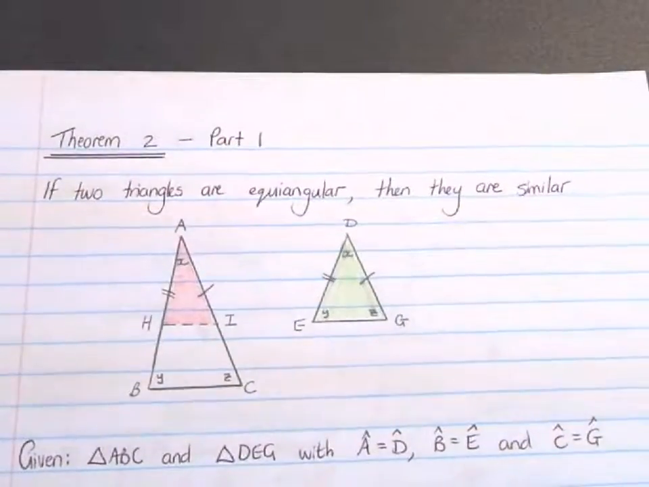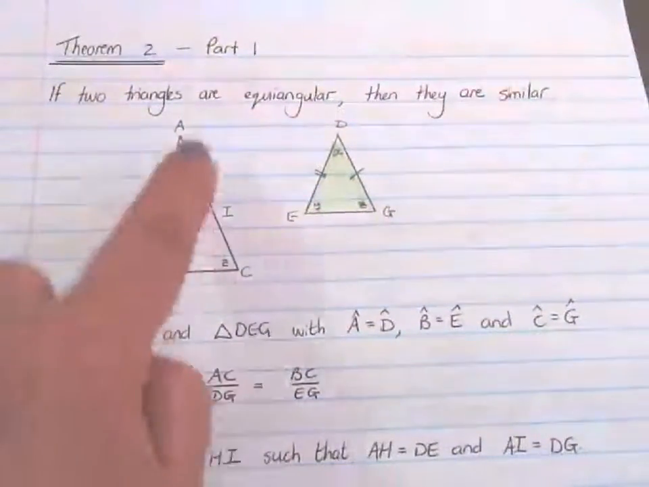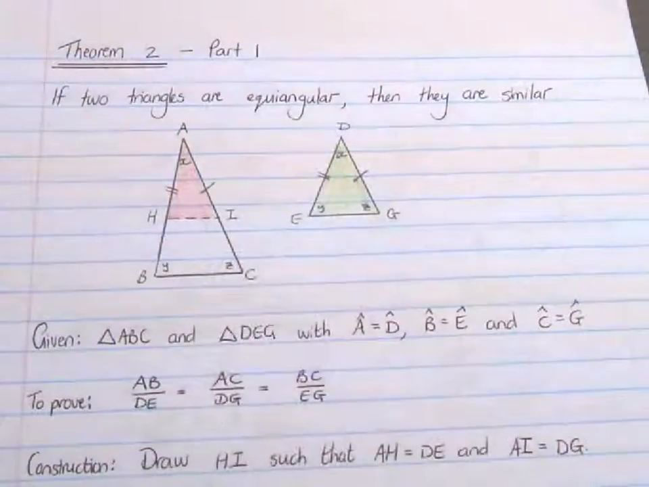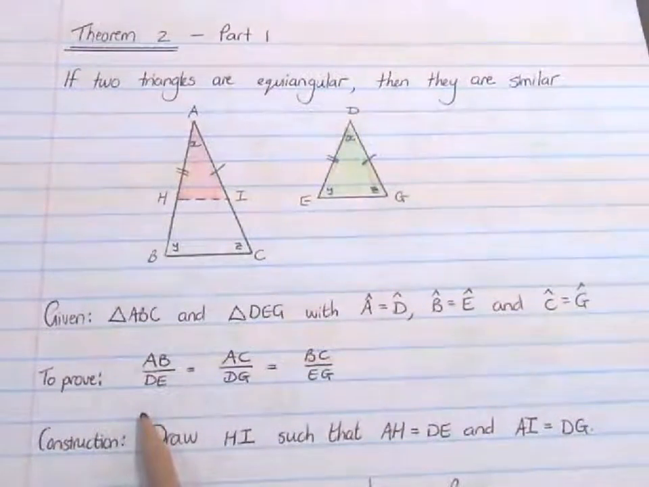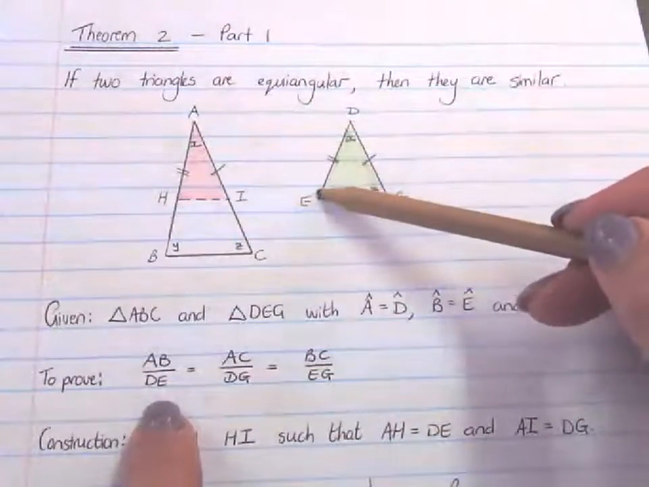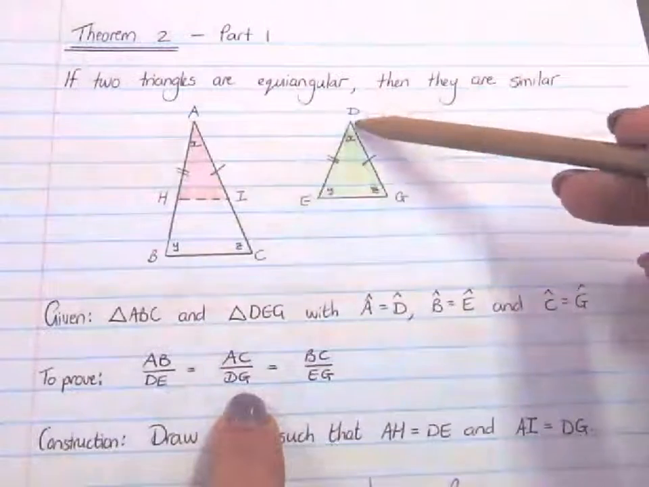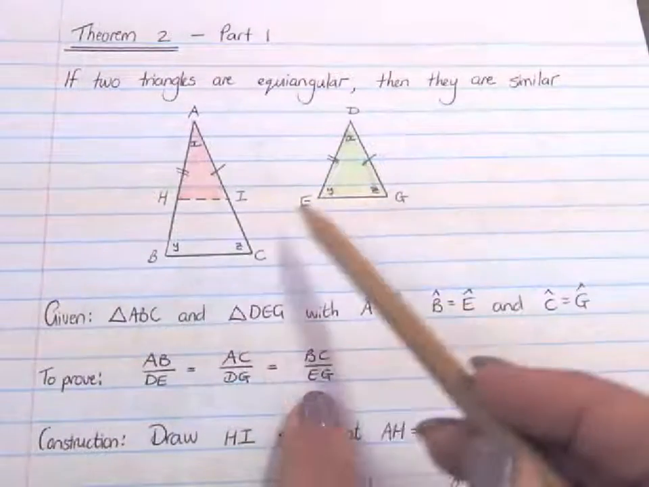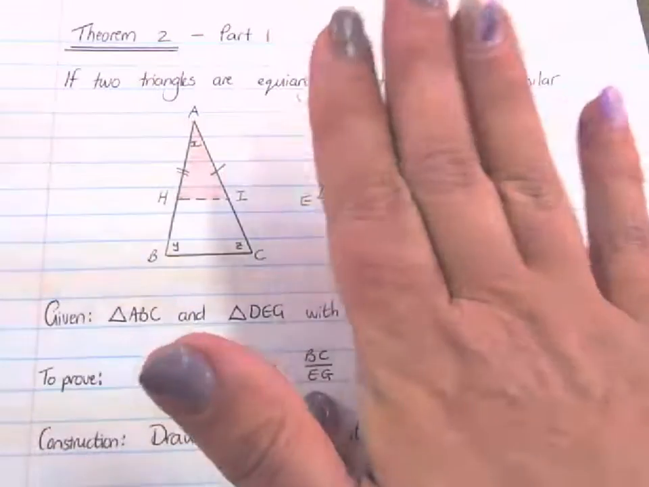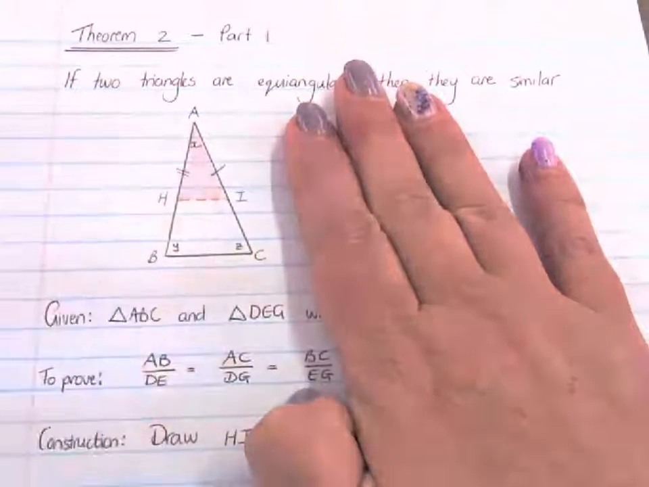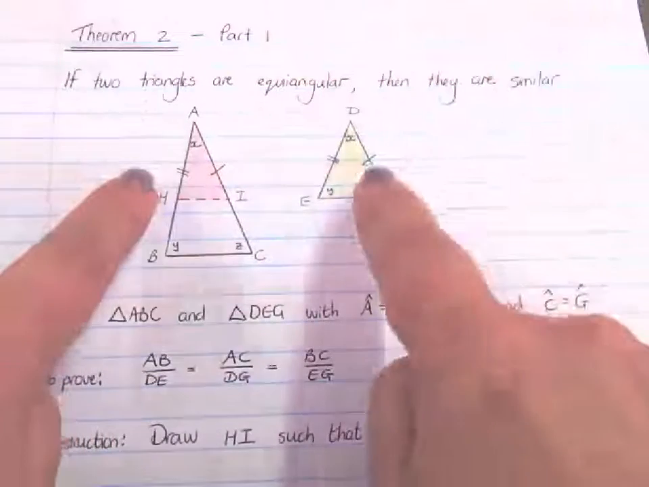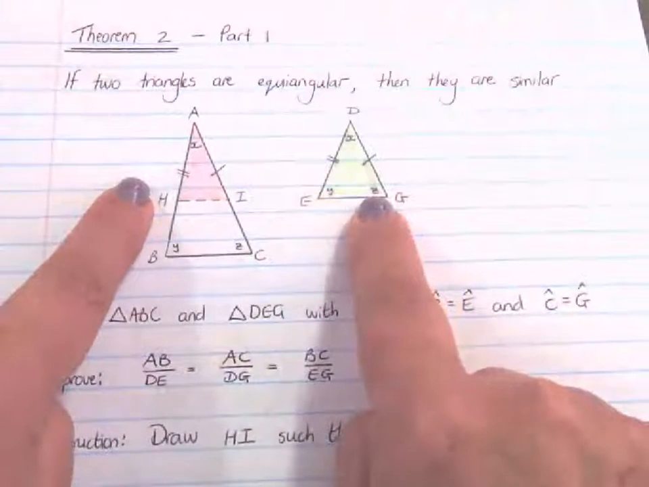Okay. So I give you two triangles, the big one and the small one, with the three angles that are equal. And you have to prove the ratio of the sides. So you have to prove that AB over DE equals AC over DG equals BC over EG. Okay. Theorem 1 was, there was one triangle with a line parallel to another side, and then we can use these proportions. Now we have two triangles, and now we want to use the proportions.